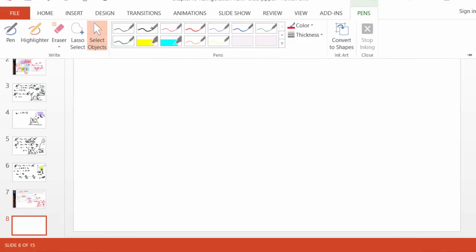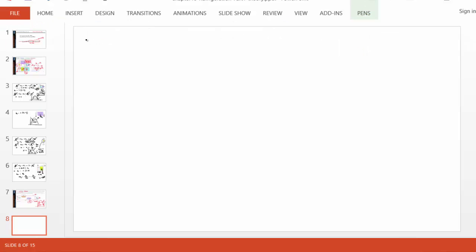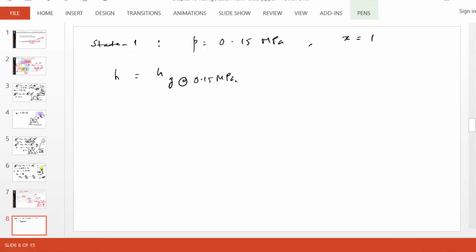So let's begin with state 1. First, let's list what we know. Pressure is given, 0.15 MPa, and it's a saturated vapor, so x equals 1. So how do you find any property of a saturated fluid? That's very simple. h must be hg at 0.15 MPa.